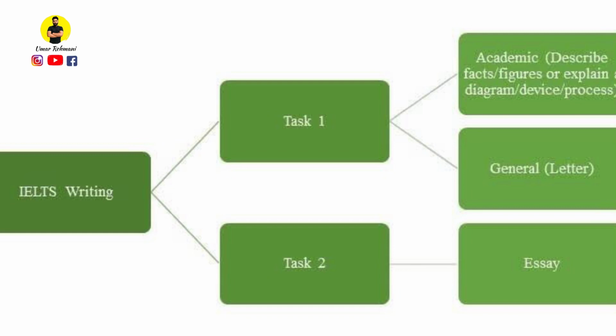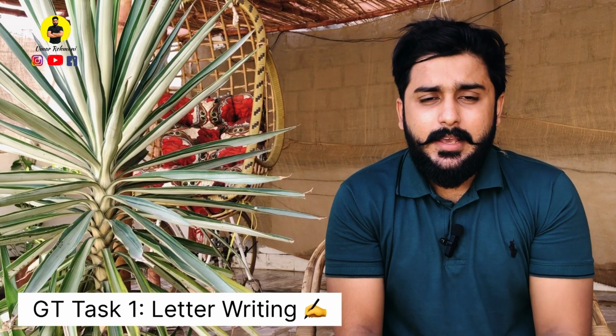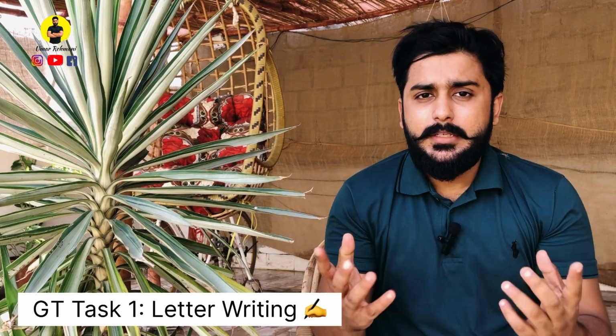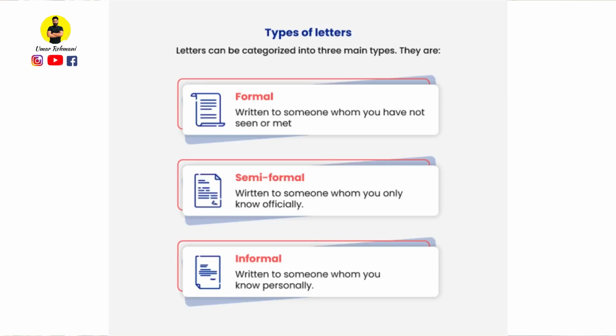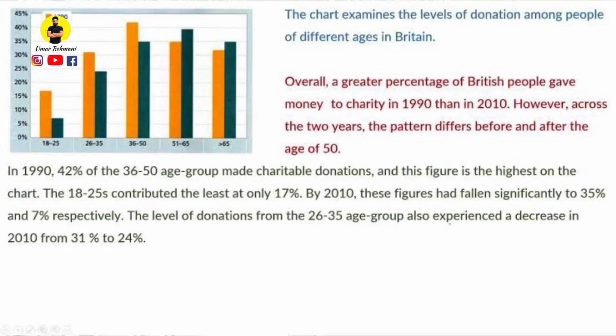If we look at the general task 1, a candidate has to write a letter. Means a candidate is supposed to write a letter of 150 to 170 words. A letter can be formal, semi-formal or informal. You have to recognize that.